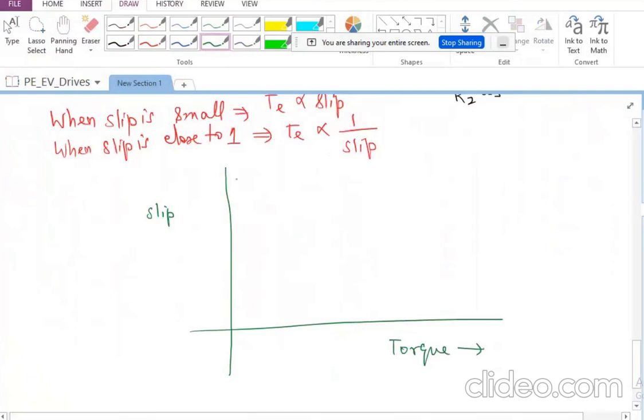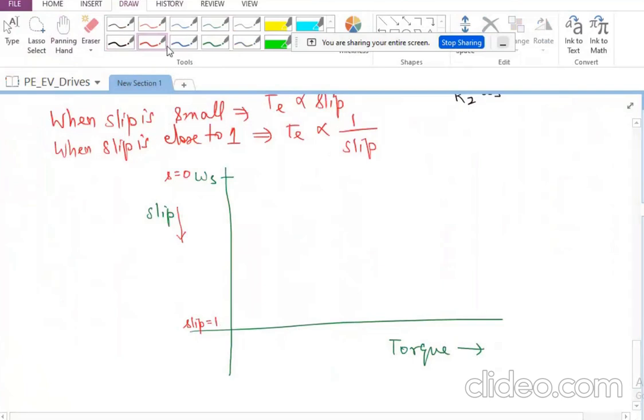So if I say this is synchronous speed, at synchronous speed, the torque has to be 0. Because if the rotor speed is same as synchronous speed, there is no induced EMF, there is no rotor current, there is no flux production from the rotor side. So there is no question of any torque production. Slip here is 0, because when omega r equals omega s, slip is 0, and slip is increasing from 0 to 1 in this direction. So this is slip equal to 1.